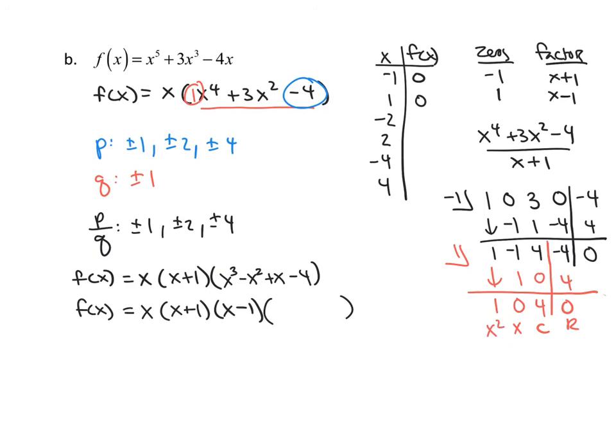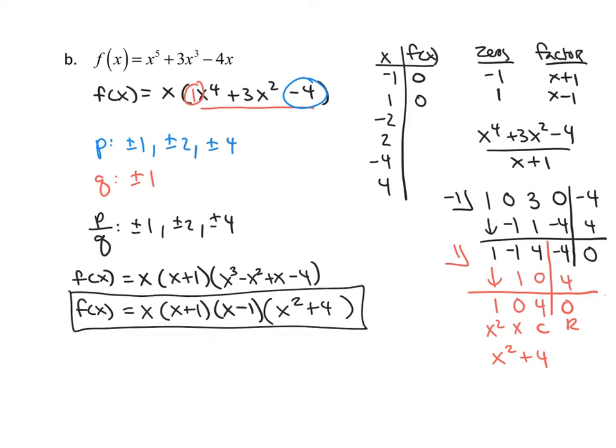So this represents x squared plus 4. So I'm going to pop that into factored form. And I asked myself, can I factor that more? But I cannot factor a sum of two perfect squares. It's not factorable. So now this is actually fully factored.